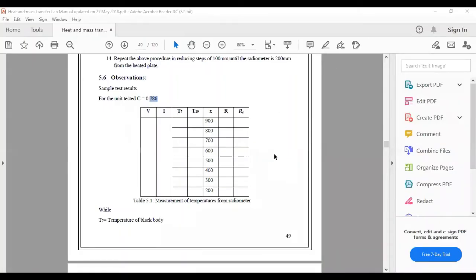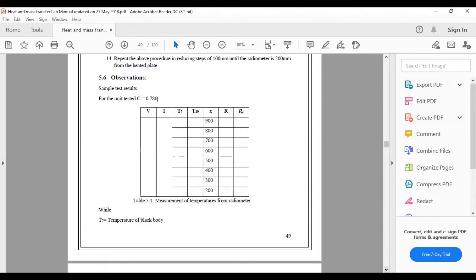So after performing the experiment in the laboratory, what we have observed and which type of reading we have got: the reading of T10, that is the temperature of the heater, T7, that is the temperature of the black body, and we have varied the distance between the source of heat, that is the heater, and the radiometer, and we have got different readings of the radiometer. And then we have multiplied all of these readings of the radiometer with the correction factor 0.786, and we have got all the values of this RC.